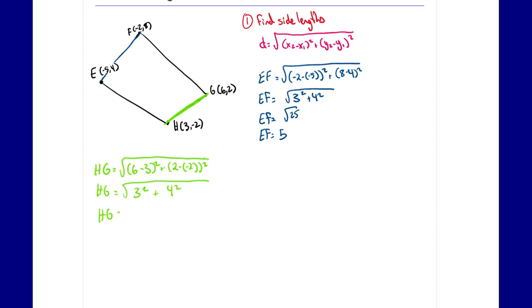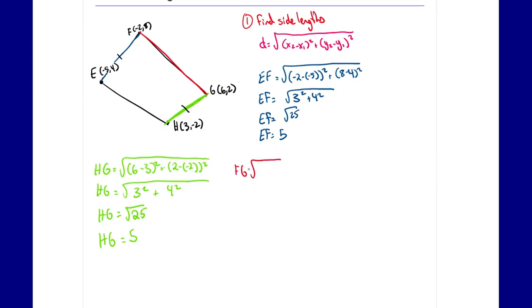And right from here, I don't even need to go any further because I can tell that this is going to be the square root of 25. I'll go through it anyways, and I get 5. So I know that EF and HG are equal. So that is a good sign. So I'm going to put a line there between each to recognize that they are the same. We still have to go through and double check the other ones.